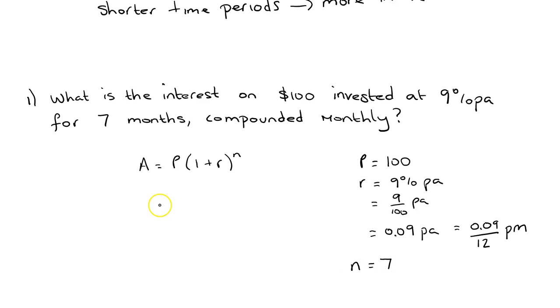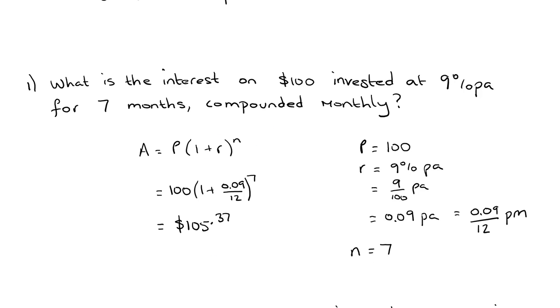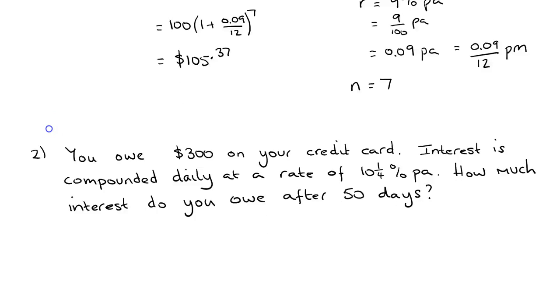And we can go ahead and put our numbers into our equation. So it's 100, 1 plus 0.09 over 12, all to the power 7. And if you put that in your calculator, you'll get an answer of $105.37. So our $100 has grown to $105.37 using compound interest. And we'll just do one final example.